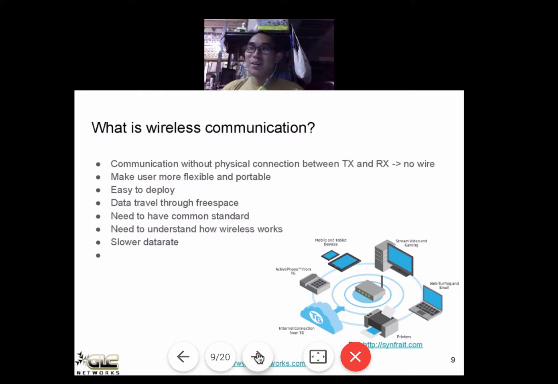Yeah, we cannot hang around when we do communications or if we use wired. So that's why we invent the wireless communication. Wireless means the communication without physical connection between TX and RX, so no wire at all. It makes the user more flexible and portable, because it has no wire, it is very easy to deploy.